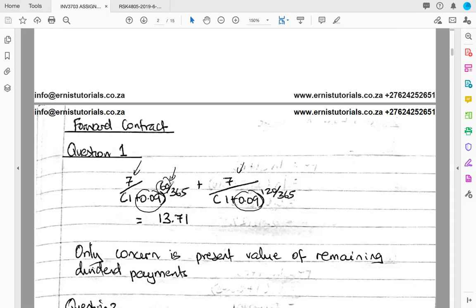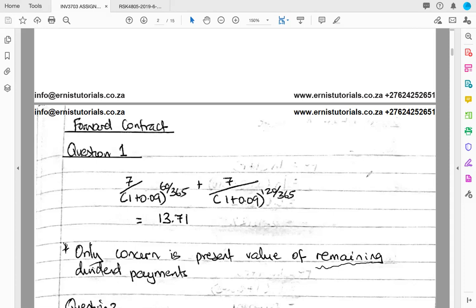These are the number of days when the first dividend is received divided by 365, because we have 365 days in a year. These are the days when the second dividend is received divided by 365, because we have 365 days in a year. So like I said before, our only concern is the present value of the remaining dividend payments. That's why we did not include the final dividend, right?